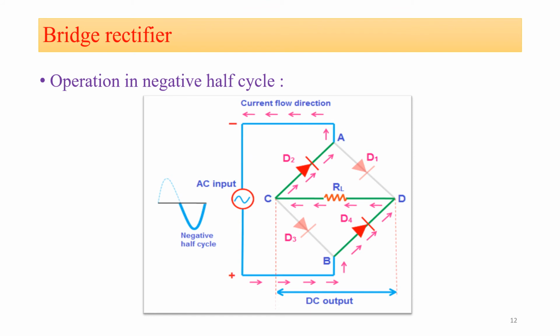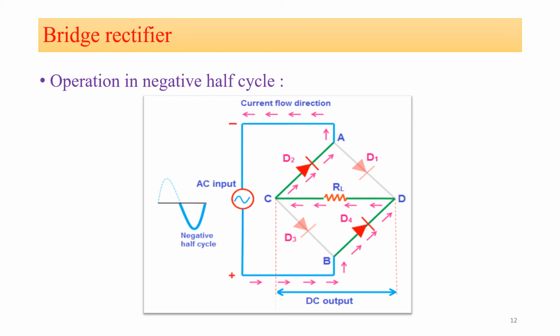Now let's see the operation of our bridge rectifier in the negative half cycle, that is from pi to 2 pi. From pi to 2 pi, VAB will be negative. VAB negative means B is positive and A is negative. Now let's see which diodes will be in on condition and which will be in off condition. In the positive half cycle, diodes D1 and D3 were in forward bias condition. Now let's check the negative half cycle.